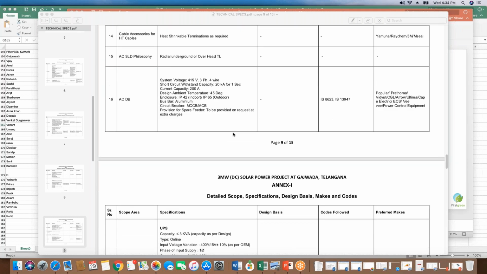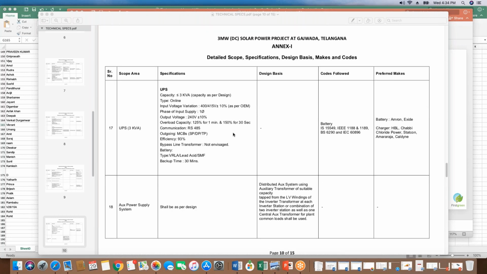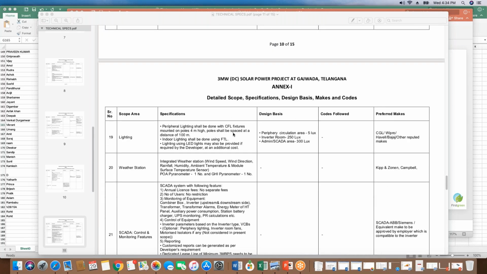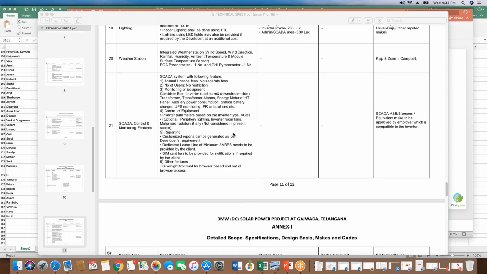What type of ACDB you will require to power your auxiliary load. The plant also requires a UPS, that is to power your emergency loads. Auxiliary power supply, your peripheral lighting, internal lighting, they should also be defined. Weather station and the requirement within the weather station, how many pyranometers, temperature sensors, all those things you require. You should also define the SCADA and control monitoring things.